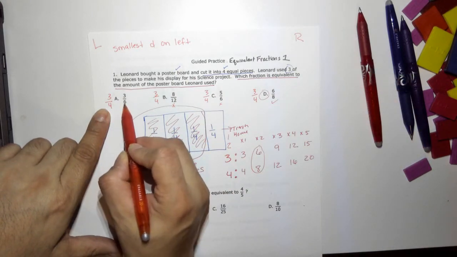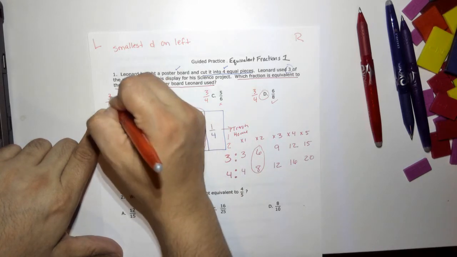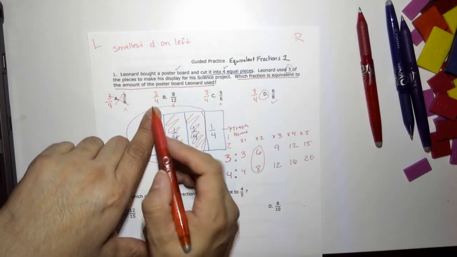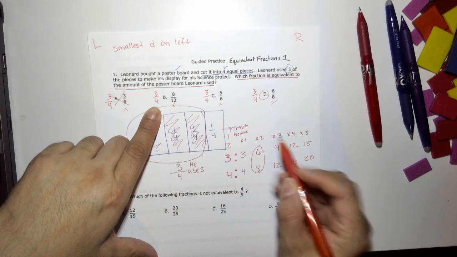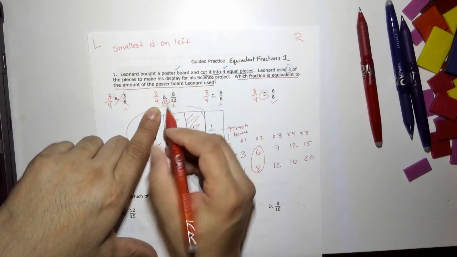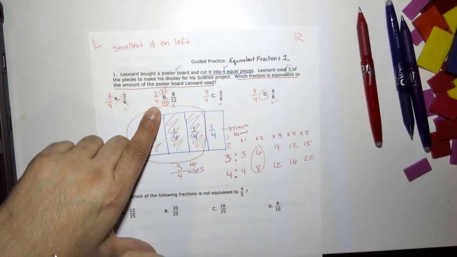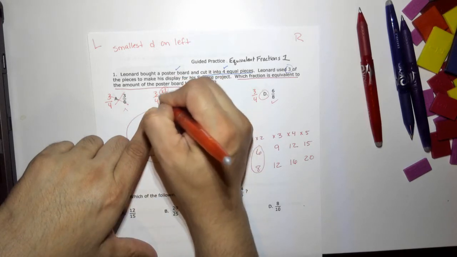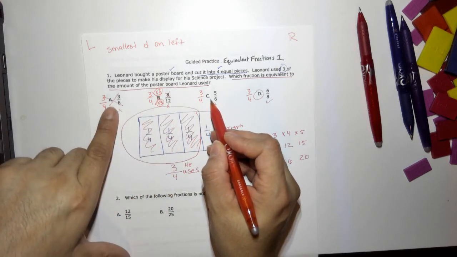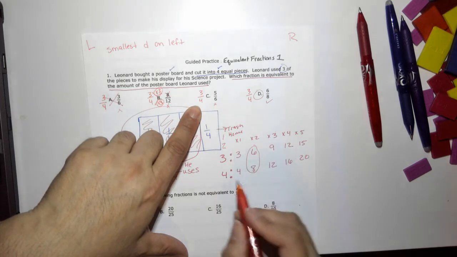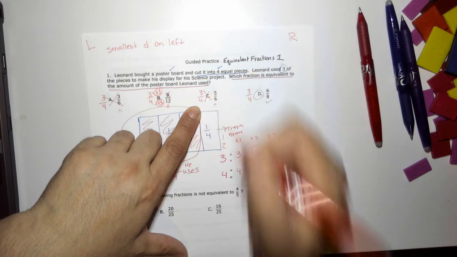Now, can I do something to 4 to turn it into a 6? No, 6 is not a multiple, so there's no way it's A. Can I do something to 4 to get to 12? Yeah, I can multiply by 3. Whatever I do to the bottom, I have to do to the top. What is 3 times 3? 9, not 8. So my answer is not B. Can I do something to 4? No, I already figured that out on A. There's nothing I can do to 4 multiplying to get to 6.